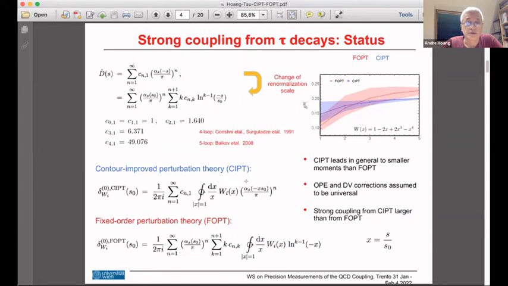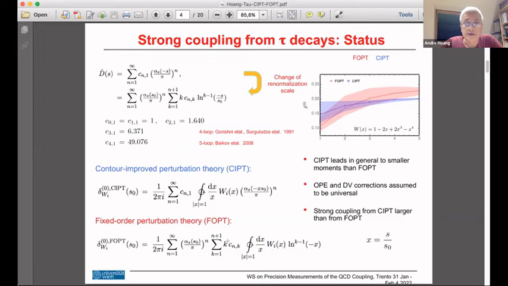So we know the first four coefficients exactly, and then there is a fifth estimate. There are estimates for the fifth coefficient, which I actually include in all my plots. So you have these two prescriptions. I have just written these calculations down.